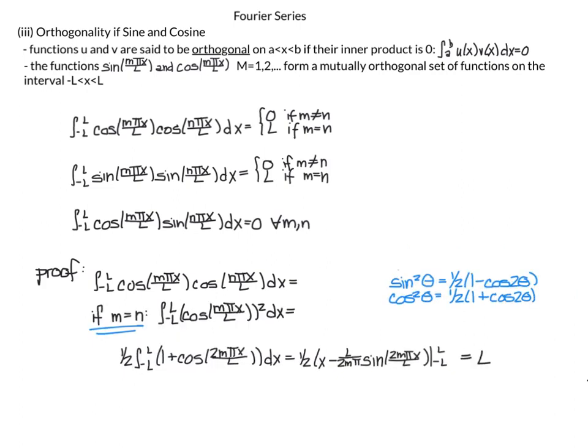I do need to talk about what happens when m equals n. So if m equals n, then our integral becomes the integral of cosine squared of m pi x over L dx. And now I just need to use these half-angle formulas, and I can integrate, and I get L.